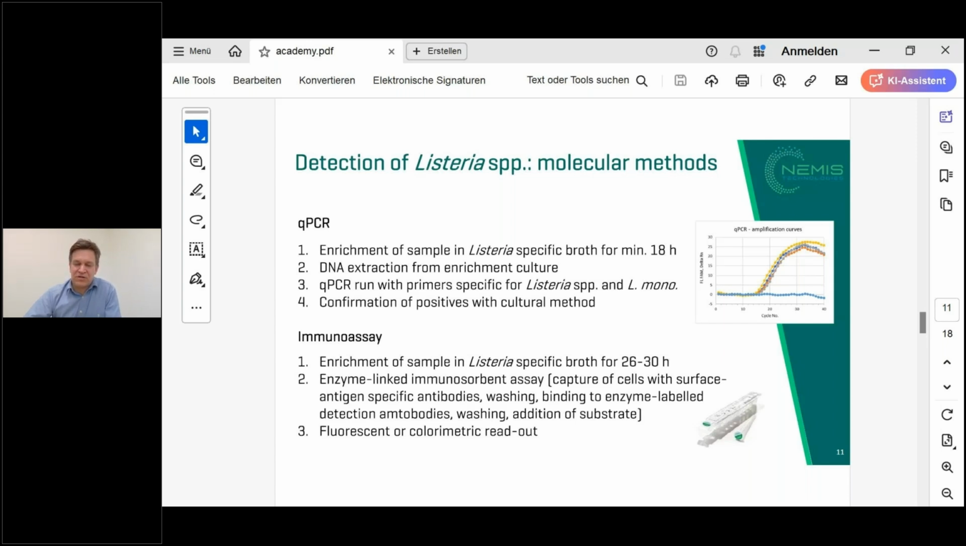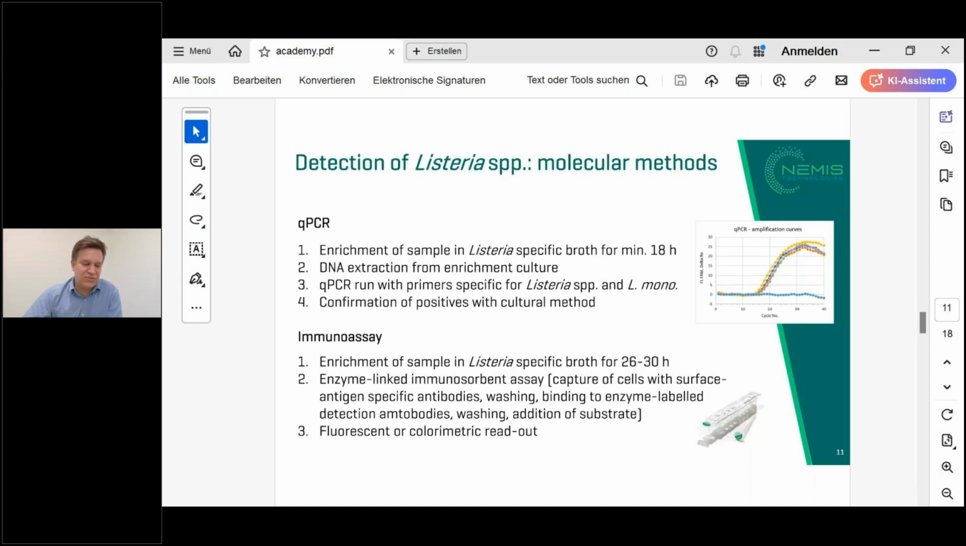Then also quite well known are immunoassays, for example the bioMérieux VIDAS assay, where you also have an enrichment first and then do an ELISA, enzyme-linked immunosorbent assay. This means that the Listeria spp cells are captured with specific antibodies, washed, and then a second antibody and a substrate are added, and finally you will have either a fluorescence or color readout.